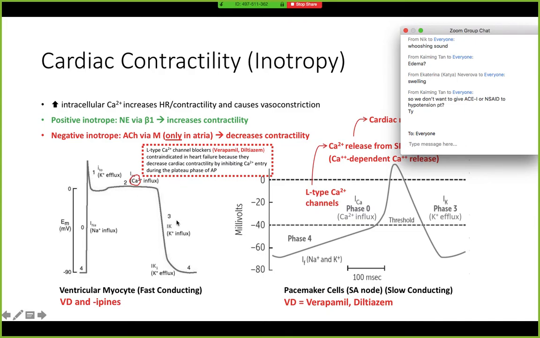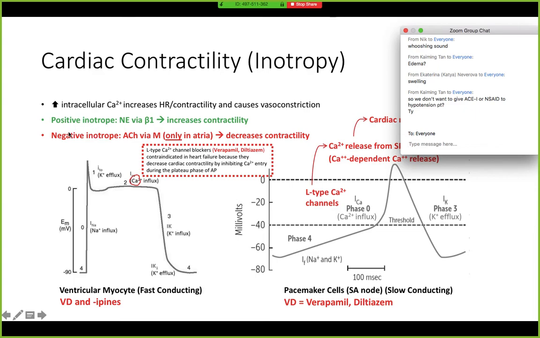Okay, so I would suggest maybe going back to some of your physio notes and reviewing contraction of ventricular myocyte versus the pacemaker cells. That should help when you get to the antiarrhythmics. But anyways, so if you see an increase in intracellular calcium, that's going to increase the heart rate and contractility and cause vasoconstriction.